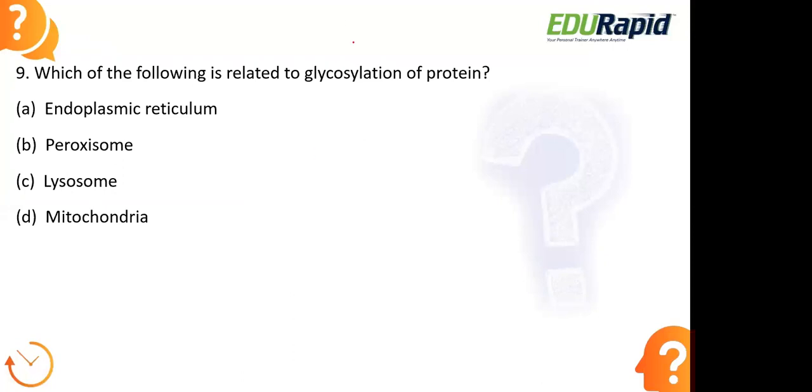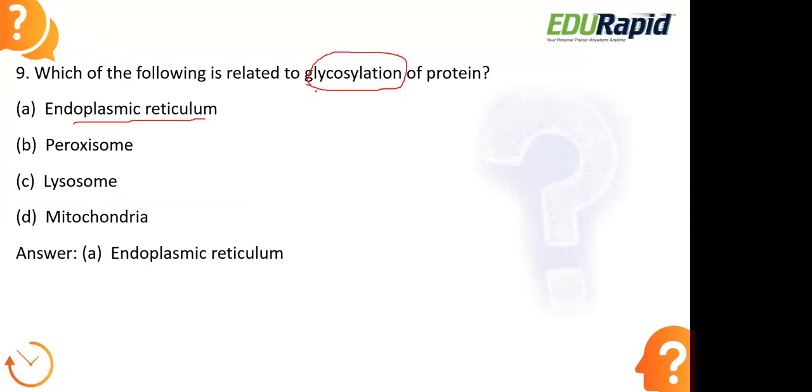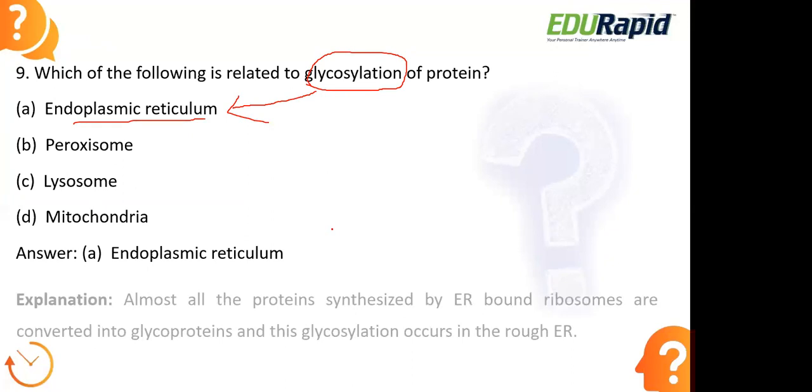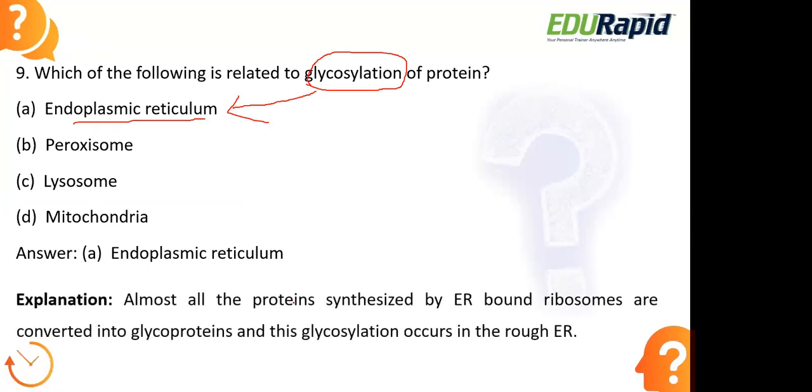Okay, let us look at the right answer here. The right answer is option A, endoplasmic reticulum. Glycosylation of protein is a major process that happens in the endoplasmic reticulum of our cell. Almost all the proteins synthesized here in the endoplasmic reticulum are bound with ribosomes. If they are bound with ribosomes, we call it rough endoplasmic reticulum. If not, it is smooth endoplasmic reticulum, right?